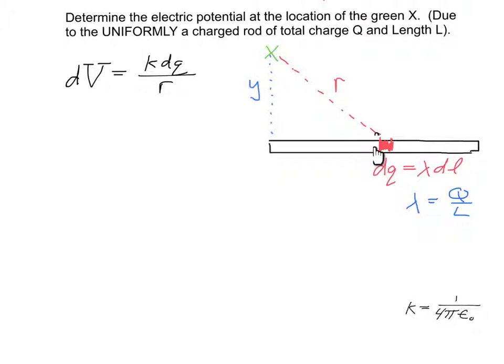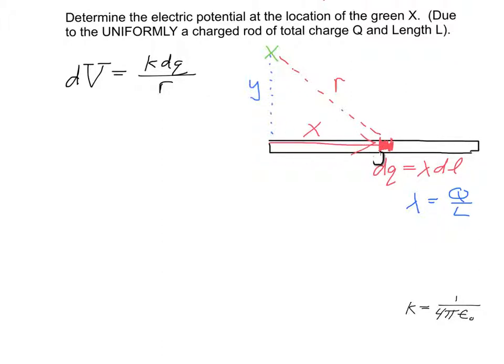Now we need to figure out how to put this r in terms of something we can integrate. Now this y isn't changing, but this thing here is changing. That's basically what we're integrating. We're adding up all the contributions for if this little chunk of charge is here, or here, or here, or here, or here. We want all those contributions. So let's parameterize this length right here. Let's call this x.